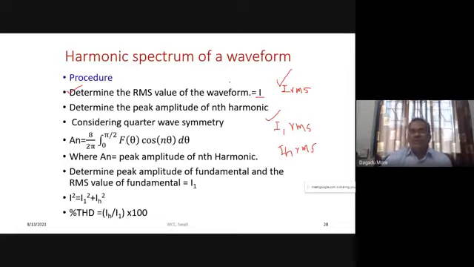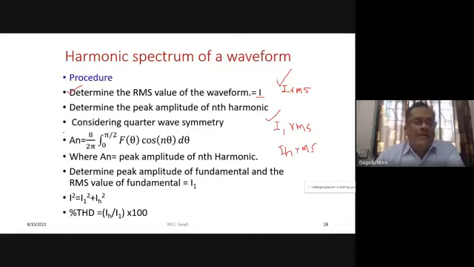So we want to find out three values, but out of that, first we find out the RMS value from the waveform. How to find out the RMS value? First you take the square of the waveform, then take the mean of the waveform, and then take the root. Square, mean, root. In that fashion we find out the RMS value.